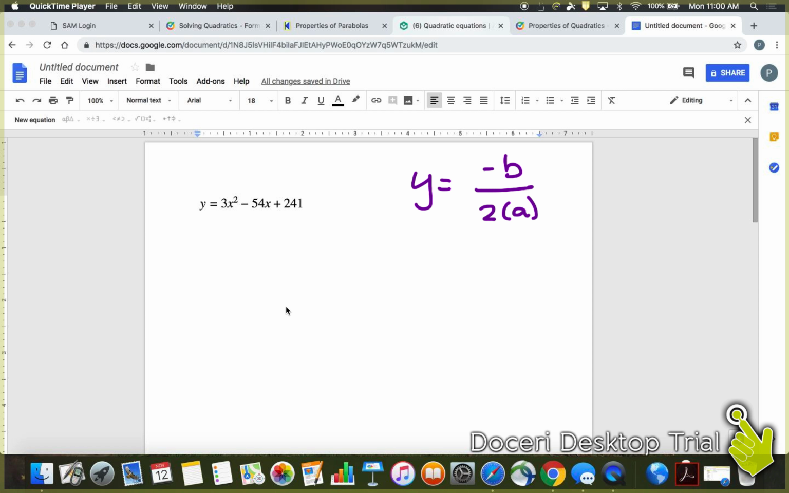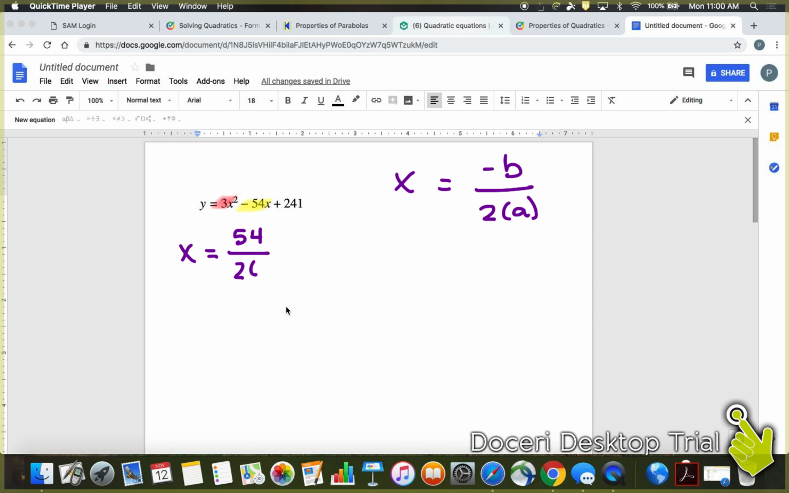All right, so for this problem, our opposite of b, notice that we have a negative 54 for b. So if we're going to take the opposite, that means that we now have to have, and I just noticed I put y, it should be x. So x equals. All right, and if we take the opposite of our negative 54, we should have a positive 54 on top. And that's going to be divided by 2 times our a value. And our a value here is highlighted in red, or 3x squared.